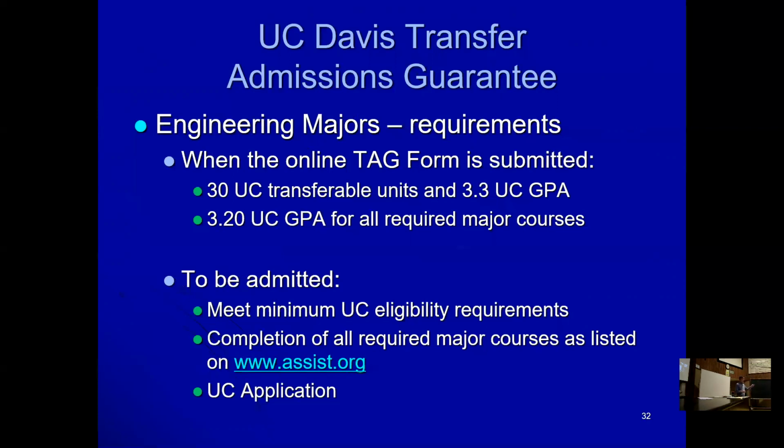Okay. What do you mean by UC GPA? Meaning classes that only transfer to UC. And then, of course, you need to, again, follow what's on ASSIST, and you must do a UC application that's due in November. So even if you do a TAG application, you're not done. That UC application due in November also must be done. Okay.